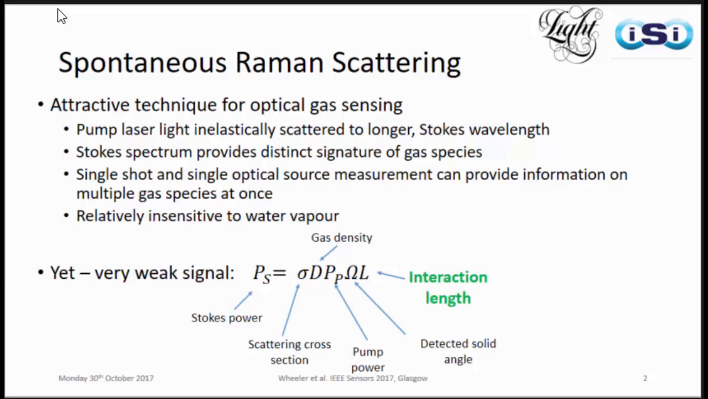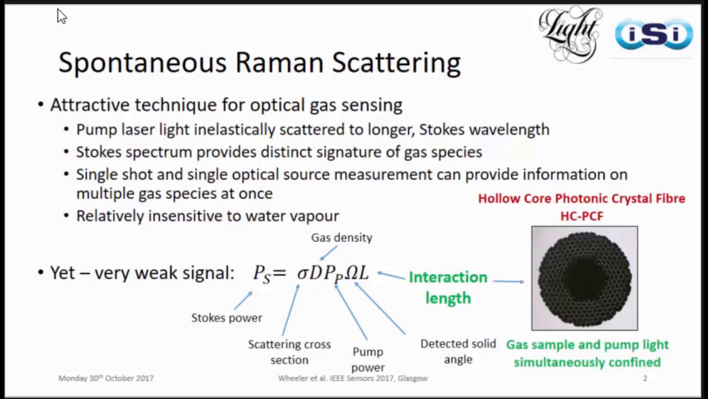However, the Stokes signal is extremely weak when you're talking about scattering from a gas sample. It's a function of the parameters shown here, so the scattering cross-section of the molecules, the gas density, the pump laser power, the collection angles, the detected solid angle in the experiment, and also the interaction length. And what we're focusing on here is increasing the interaction length using what's known as hollow core photonic crystal fibres.